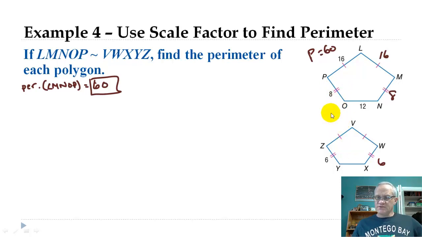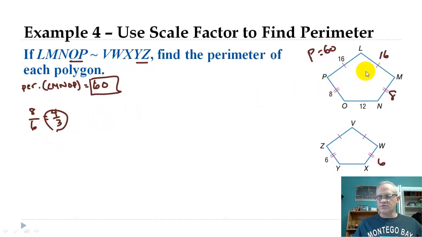Let's see if we can find anything that matches up. If you notice here, the side OP matches up with side ZY. How I know that is because of the order, OP and YZ, that tells us that those two match up. So what's the ratio there? Again, I'll just start with the top one. That's 8 over 6. I could simplify this, divide it by 2, right? So this is really 4 to 3 is the ratio or the scale factor there. Notice I'm putting LMNOP on top. And so if it's 4 to 3, then remember 4 is the top one.